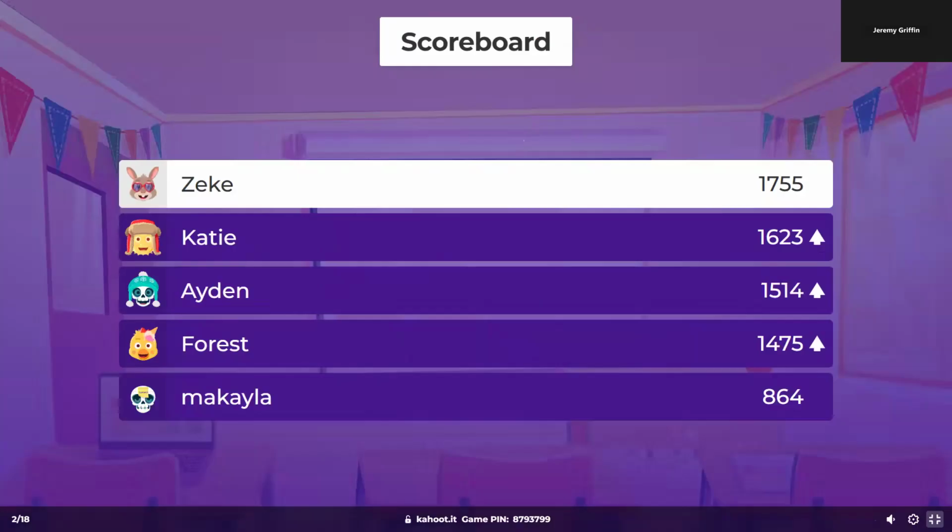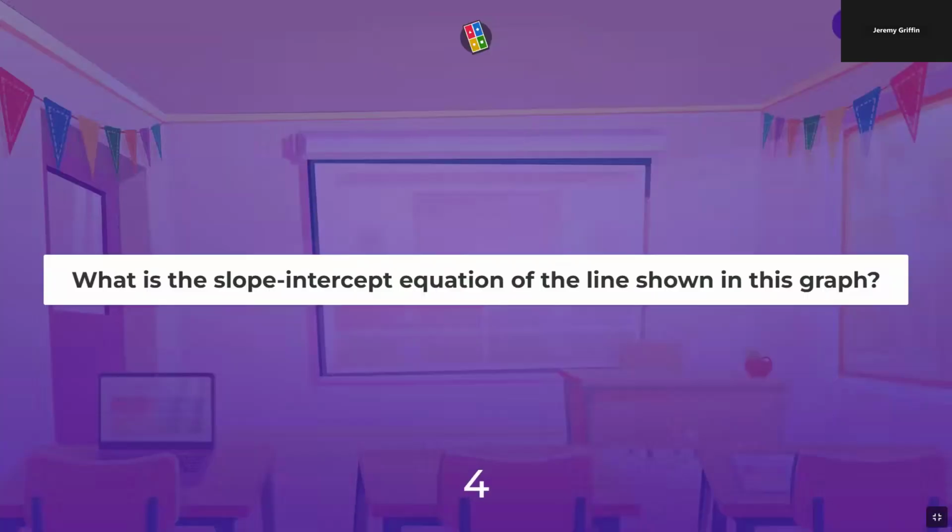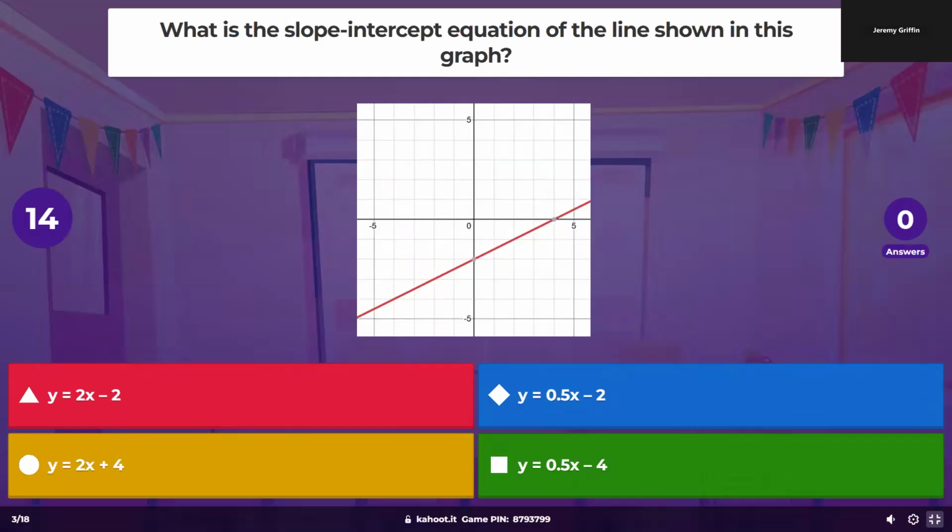What's the slope-intercept equation of the line shown in this graph? Slope-intercept. Y equals mx plus b. That's what slope-intercept is. What's the slope? What's the y-intercept?